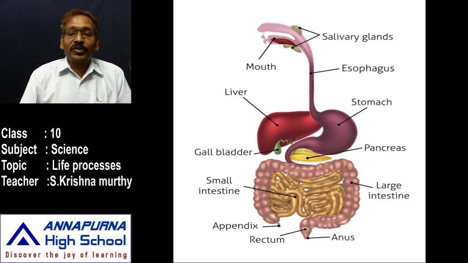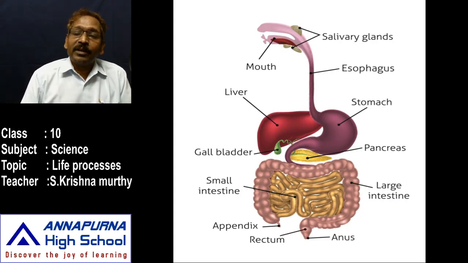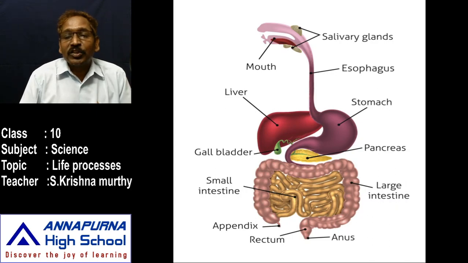Once the food reaches the anterior portion of the stomach, between the posterior portion of the esophagus and the anterior portion of the stomach there is a lid. This lid is known as the cardiac sphincter. Sphincter means a lid which is closed to prevent backflow of food material from the stomach to the esophagus.